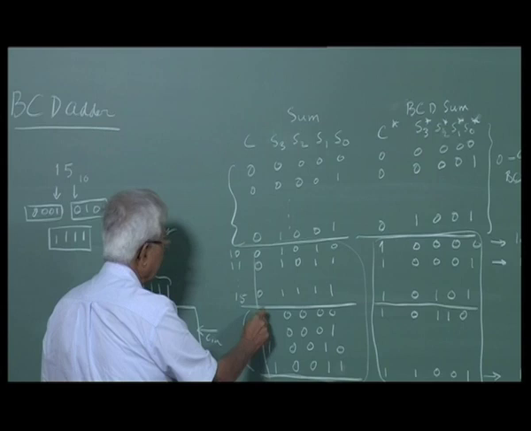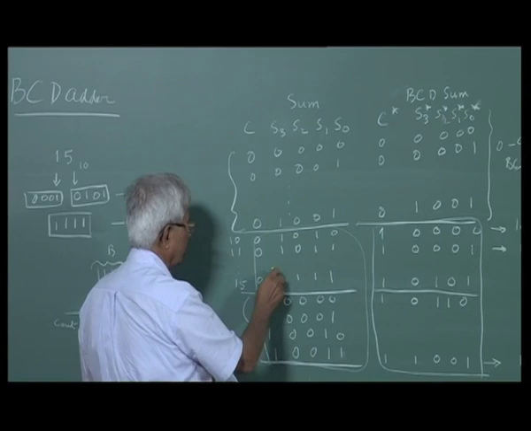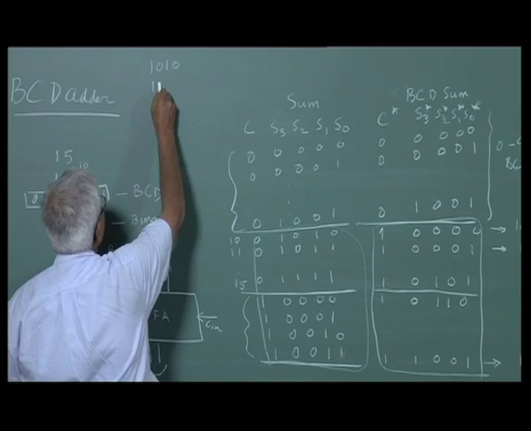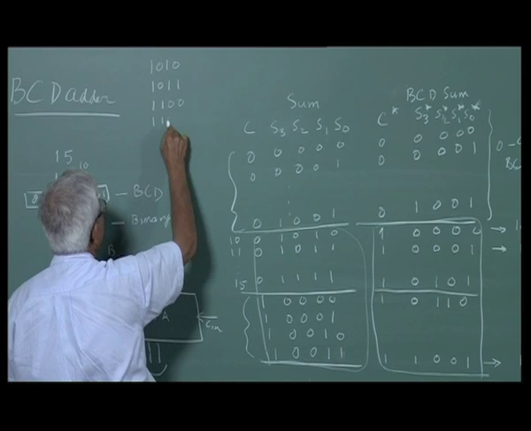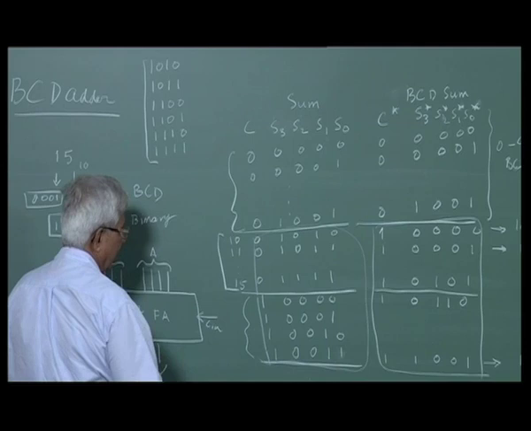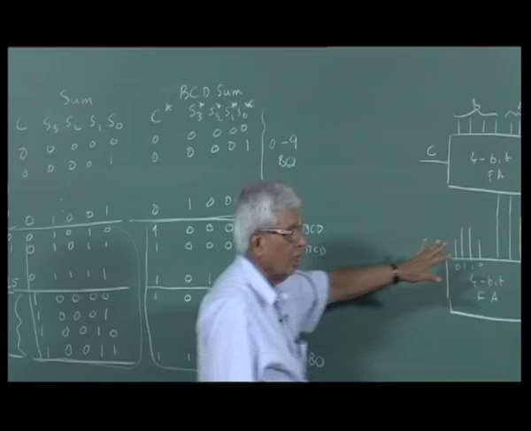If the original carry is not 1, but if I have the following combinations, 10, 11, 12, 13, 14, 15, these 6 combinations and these 4 combinations, a total of 10 combinations, I have to add 6 to the sum. Otherwise, I don't have to add 6.